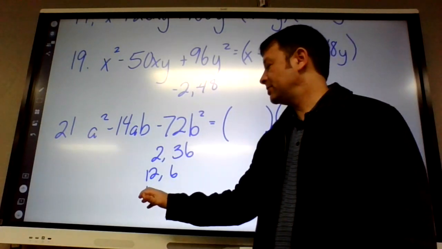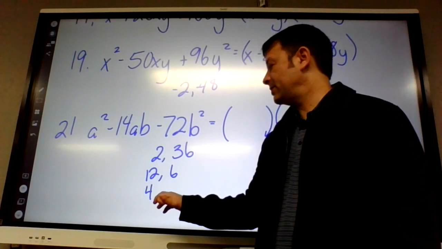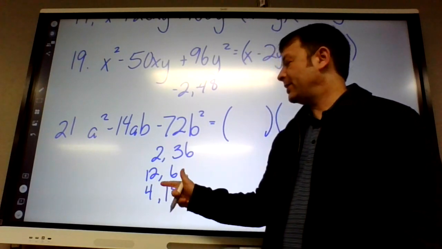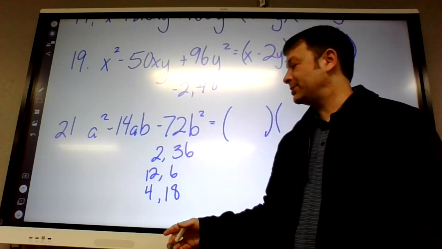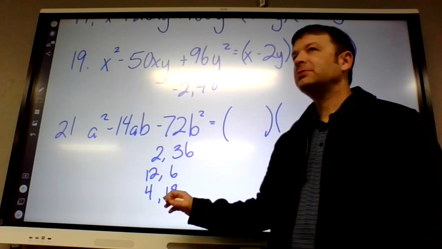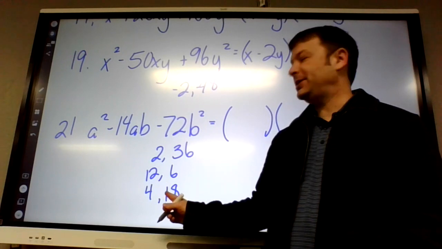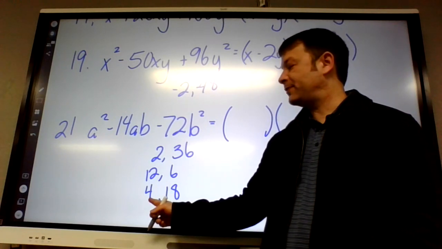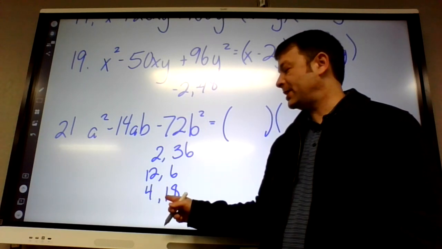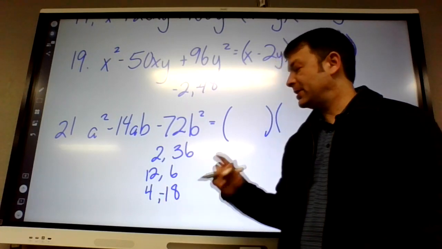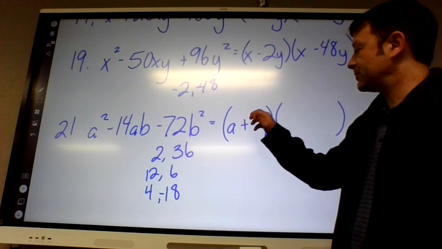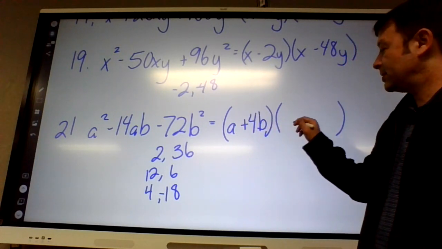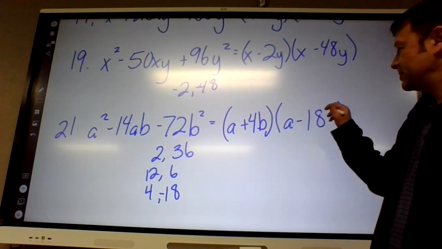4 and negative 18. Okay, yeah. Which one do we need to make negative to get negative 14? Negative 18. 18 minus 4 is positive 14, so we need 4 minus 18, right? So we need the negative over there. So it's a plus 4b and a minus 18b.